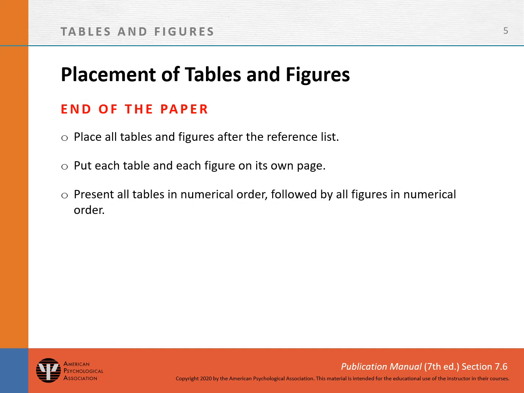If you choose to place your tables and figures at the end of the paper, place them after the reference list and put each table and figure on its own page. Present all tables in numerical order, followed by all figures in numerical order. The end of paper option is typically used for works being submitted for publication, but follow whatever option that your instructor suggests.